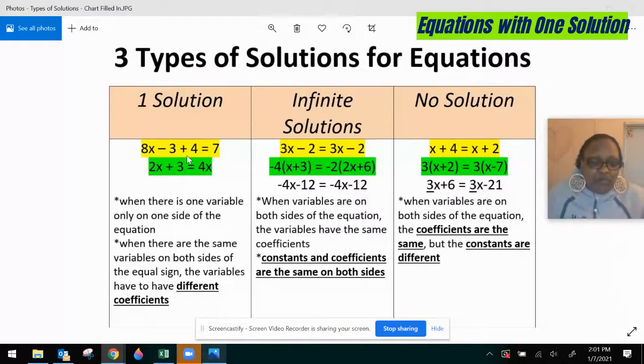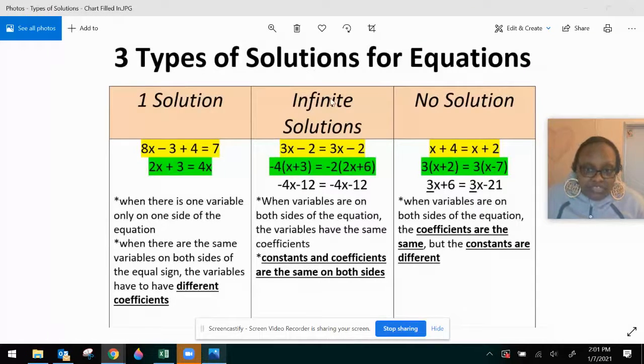So, essentially, if you have a variable on just one side, like this yellow equation here, there's only an x on one side, and the coefficient is 8. If you only have a variable on one side of the equation, it's automatically one solution. Now for this other example, there are variables on both sides, but they have different coefficients. Coefficients are the numbers that are being multiplied by the variables. So if the coefficients are different, it's automatically going to be a one solution equation.